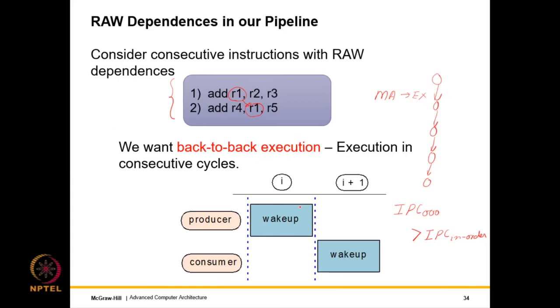And what do we need to do? Well, if the producer instruction wakes up in cycle I and proceeds to execution, the consumer instruction should also wake up in cycle I plus 1, which is the cycle just after it, such that there are no stalls in between. Because there are no stalls in between in an in-order pipeline, so the same should hold in an out-of-order pipeline as well.